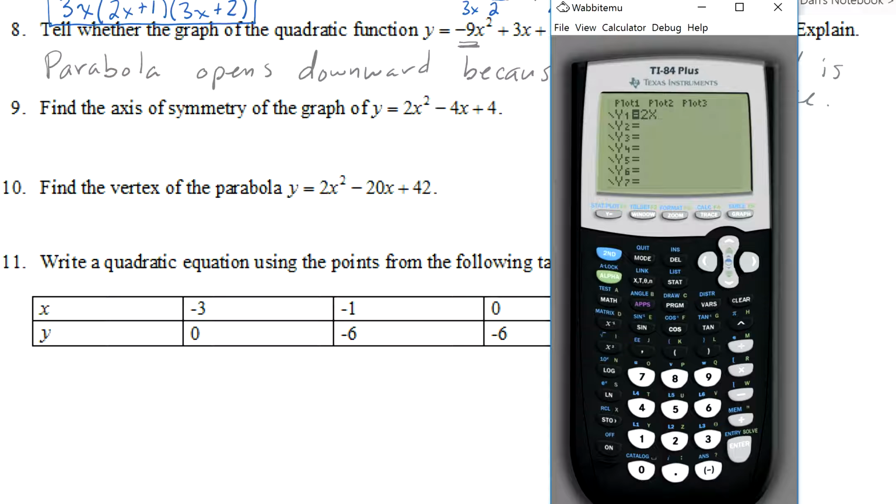2x squared minus 4x plus 4. I'm going to go ahead and go zoom, and 6 is standard. Zoom standard. Again, you have the benefit of the answers. So once I look at this, I can see the axis of symmetry, you can see my little pointer right here, runs right through here, which looks like it's at 1.